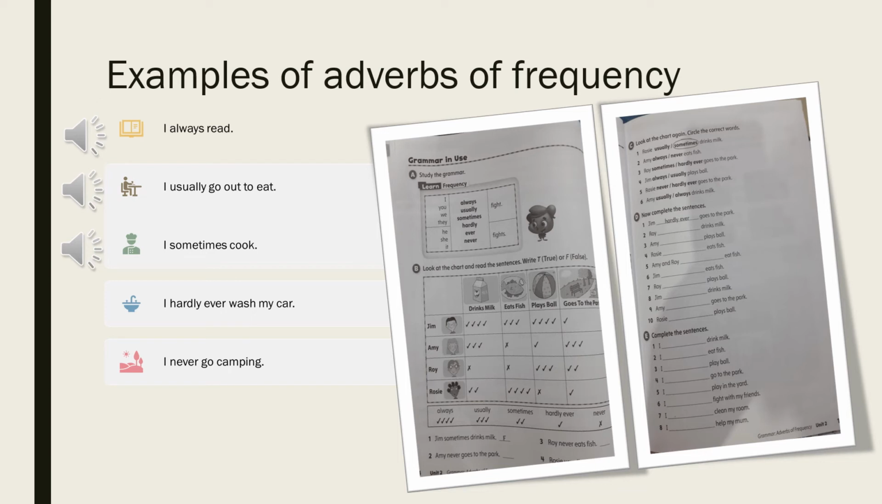So here are some more examples about adverbs of frequency, like I always read, always. I usually go out to eat, usually. I sometimes cook, sometimes. I hardly ever wash my car, hardly ever. I never go camping, never.